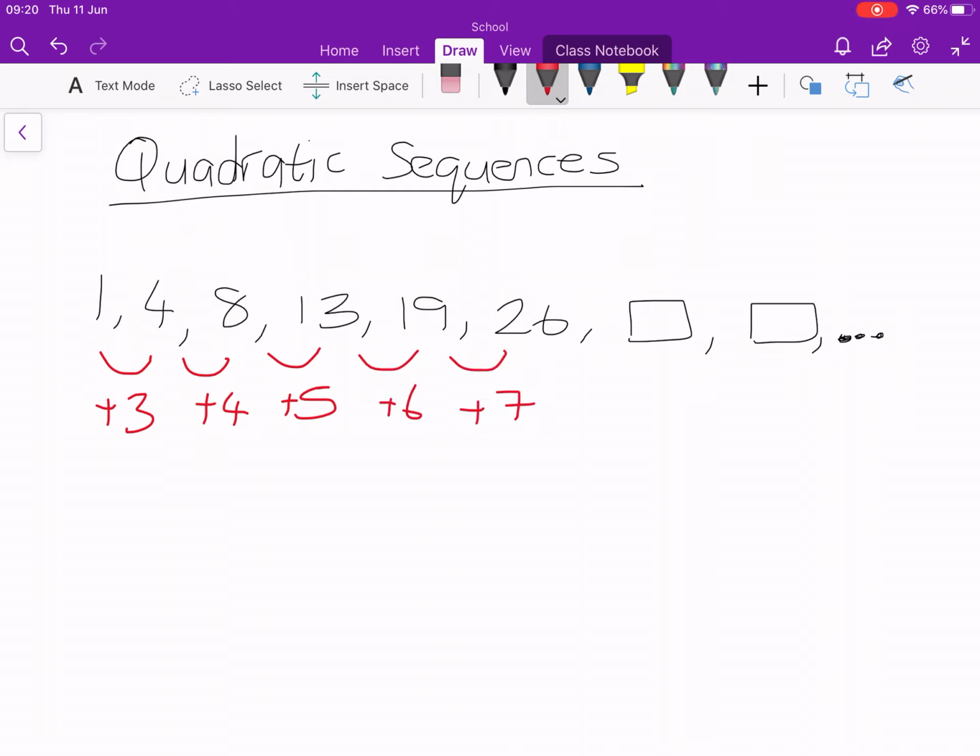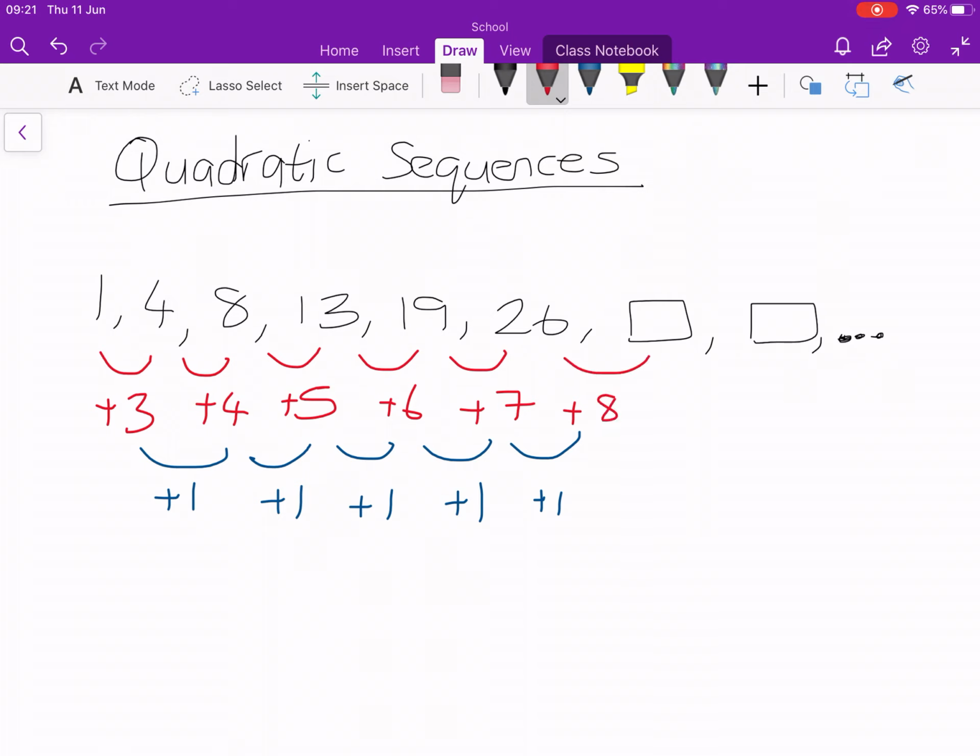plus 7. Okay. What you should notice now is that the differences are all going up in ones. So if the differences are going up in ones, that means to get to the next difference, you're going to add on 1. So the next difference would be plus 8, which means to get from 26 to the next one, we're going to add on 8, which gets us 34.